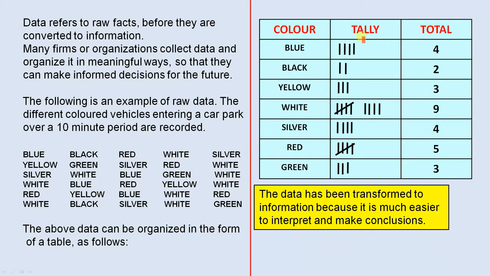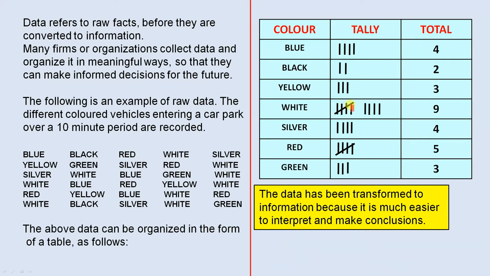Now here we have a column called the tally, and all we do, for example, when we see blue we put 1 stroke, when we see black we put 1 stroke, we see red we put 1 stroke, and we keep continuing on one by one so that we don't miss any.